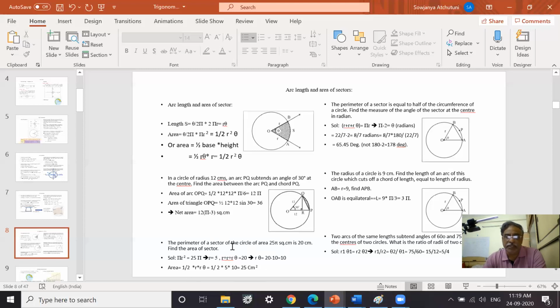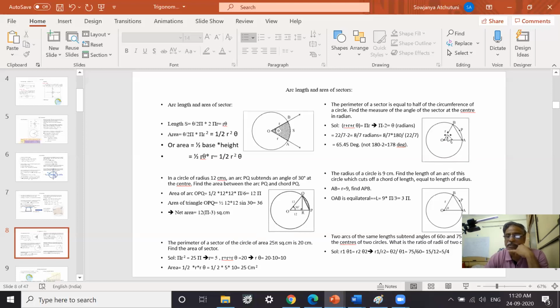So now let us see. The perimeter of a sector of a circle of area 25 pi square centimeters is 20 centimeters. Find the area of the sector. Perimeter of a sector means what? Area is given as 25 pi square centimeters. So pi r square is 25 pi, so r is 5. So what is the perimeter? r plus r plus this arc.